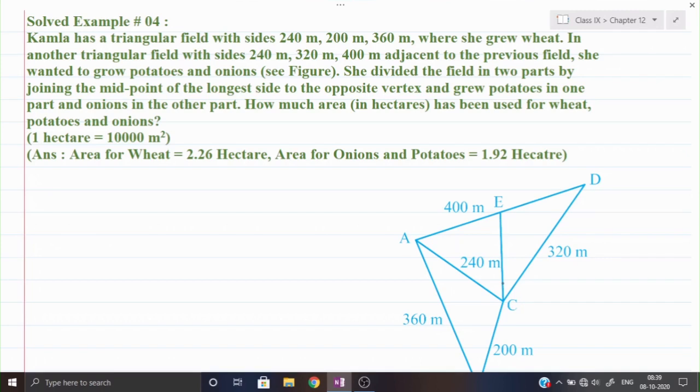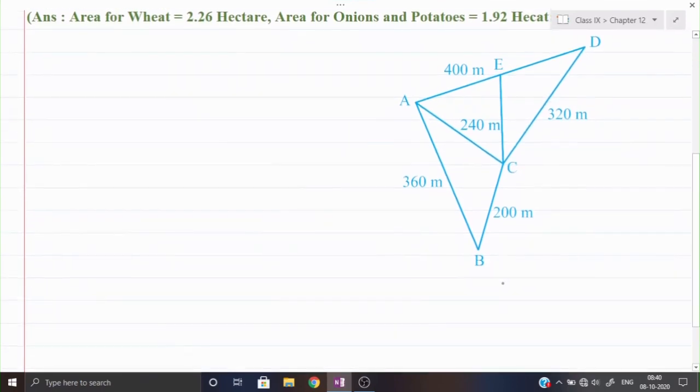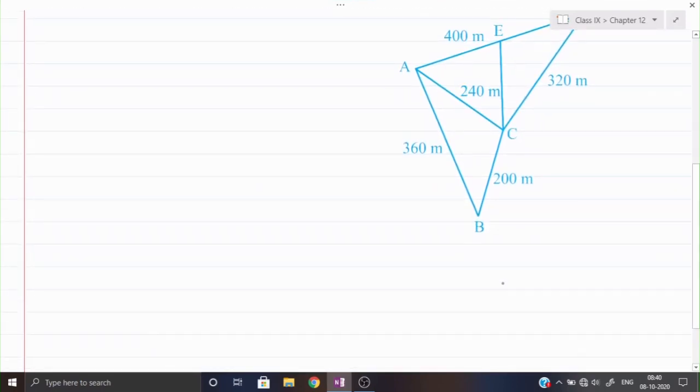How much area has been used for wheat, potatoes and onions? For potatoes and onions, the area will come the same, because both are equal parts of the triangle ACD. For triangle ACB, we will find out the area of wheat. So let us see. First of all, we shall talk about the area of triangle ACB. Here one relation is given to us: 1 hectare is equal to 10,000 meters square. So we have to convert our answer into hectare also at the last. First of all, we shall talk about triangle ACB. In triangle ACB, she wants to grow only wheat.